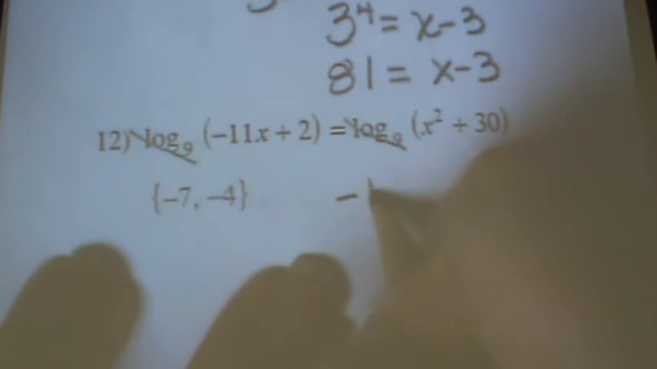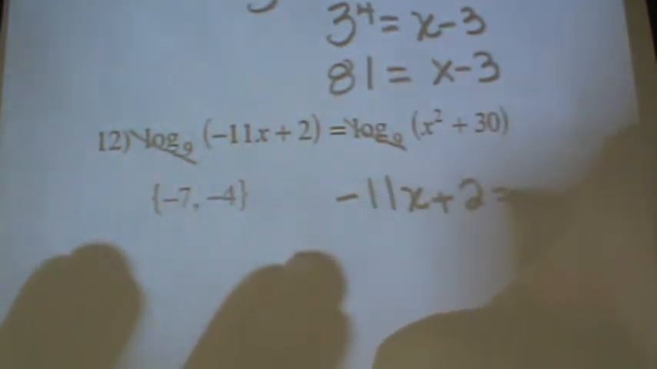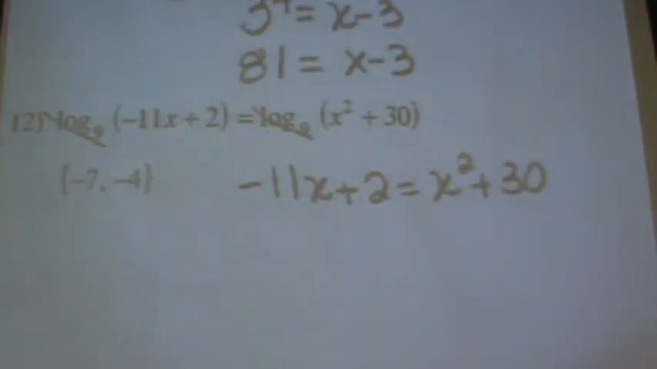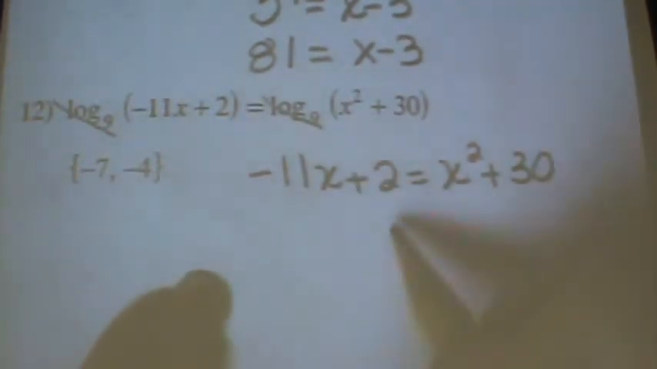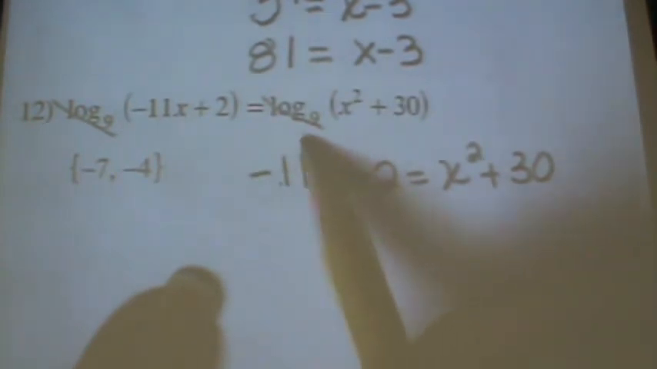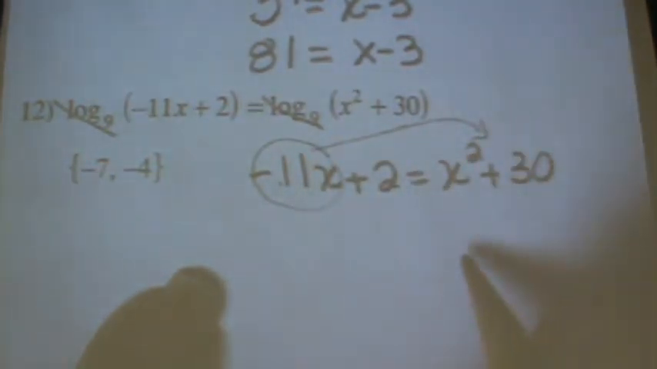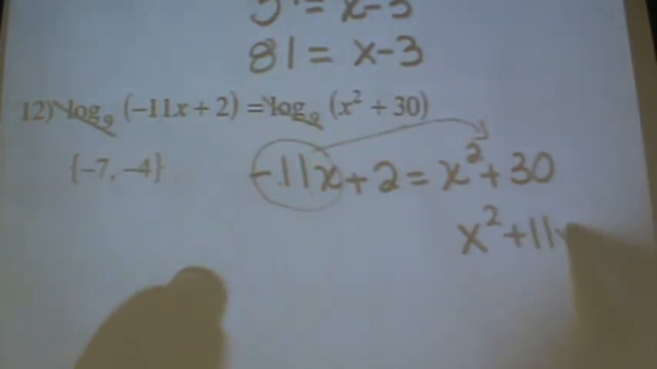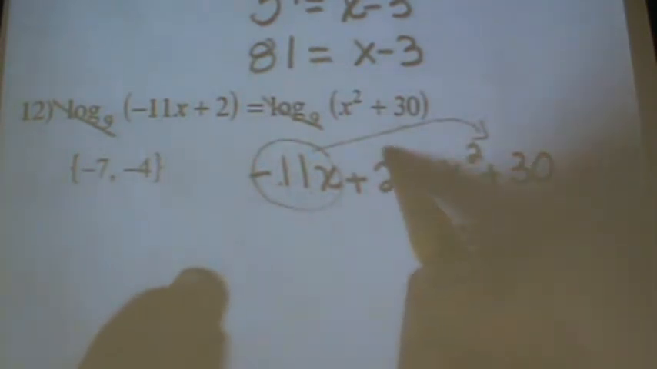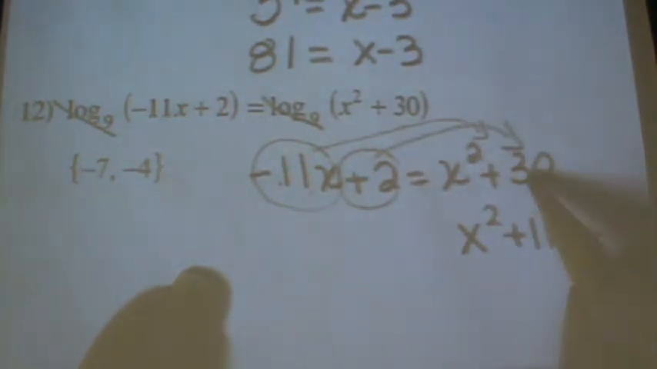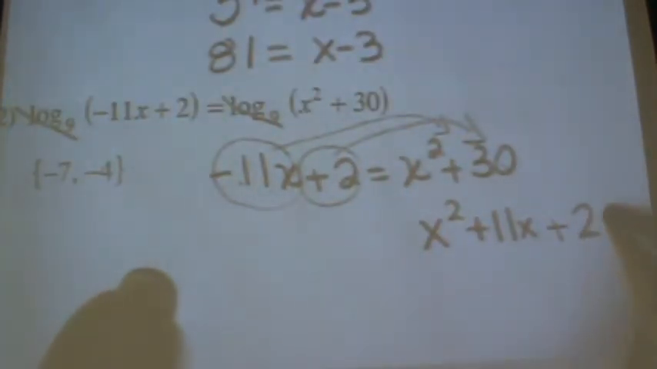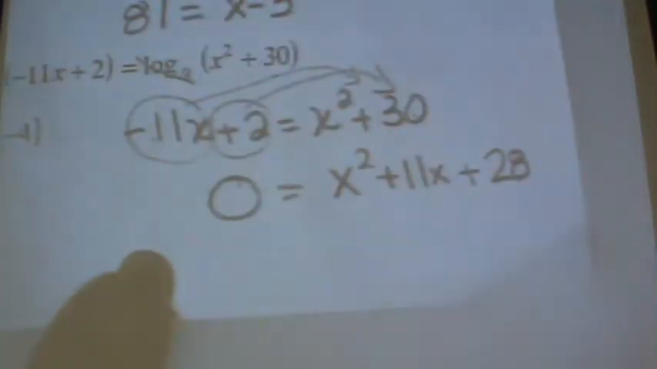And the last one. You can cross out these log base 9s. Now my x squared is on the right side, so I'm going to zero this side out. I'm going to put a big fat 0 here. So -11x, if I bring this over to this side, it's going to be +11x. And I'm going to subtract 2, this has got to go to the other side. This 30 is going to be 30 minus 2, which is 28. My zero's on that side.